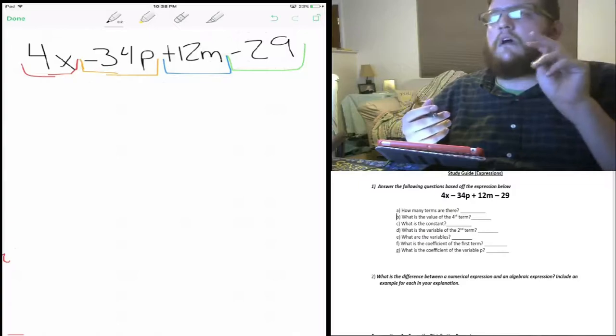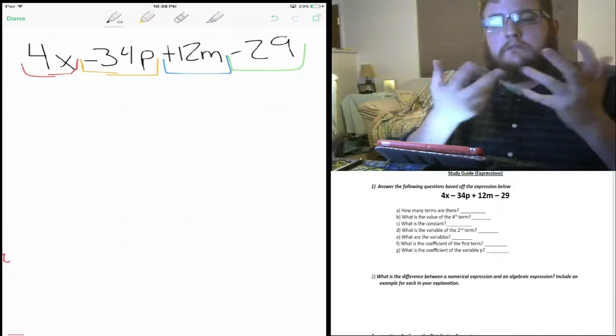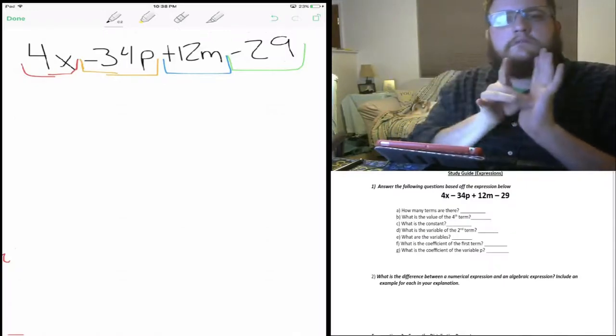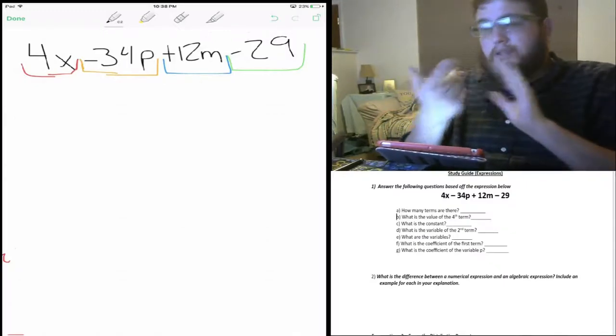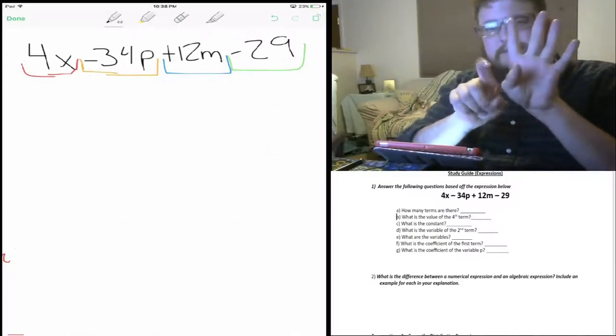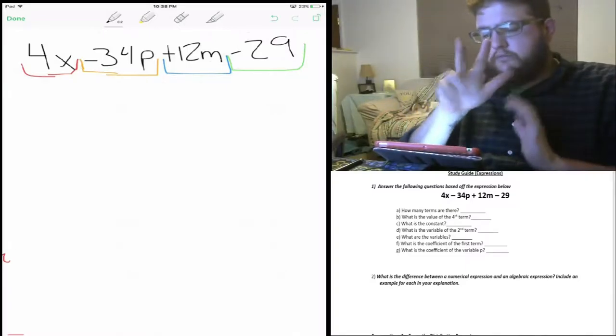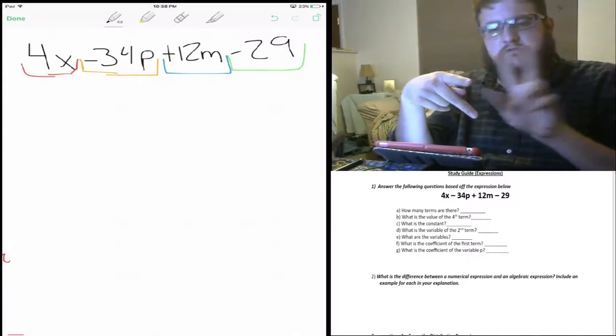Letter C says, what is the constant? Well, remember that a constant is a number that is not associated or connected to a variable or a letter. So notice in our first term we've got 4x. That 4 is the coefficient of x. It's attached to that x.